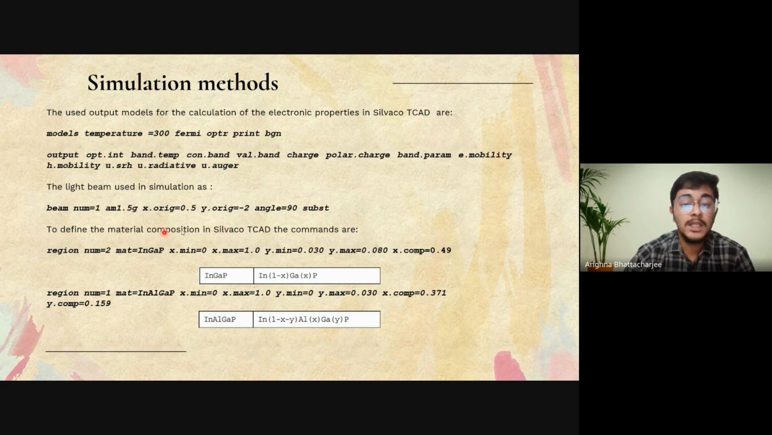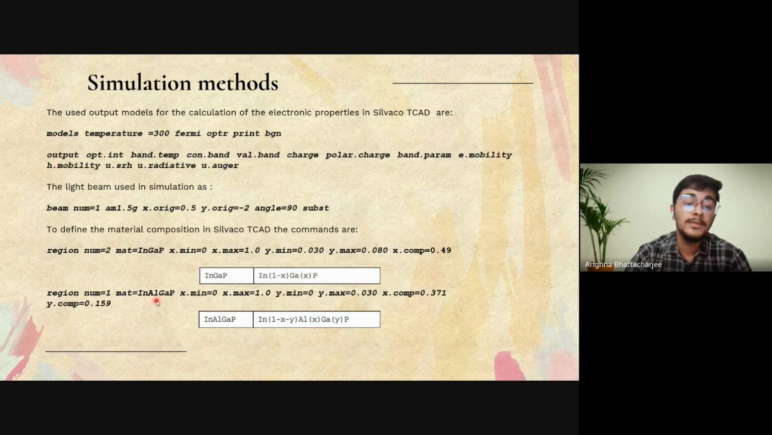To define the material composition of the hetero compounds of indium gallium phosphide and aluminum gallium phosphide, we have used the syntax of Atlas manual, wherein the XComp 0.49, we can see in the syntax that XComp means the gallium percentage or the gallium parts of indium gallium phosphide. Therefore, the indium composition is 51%.